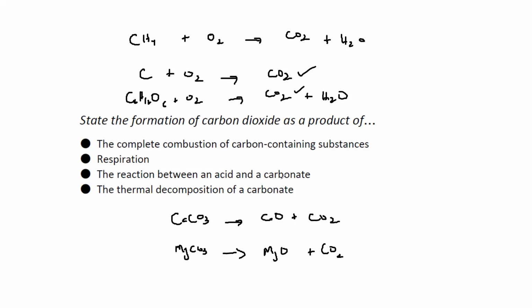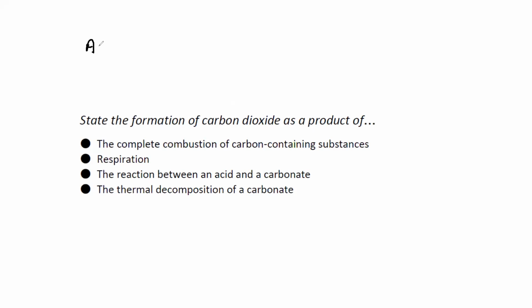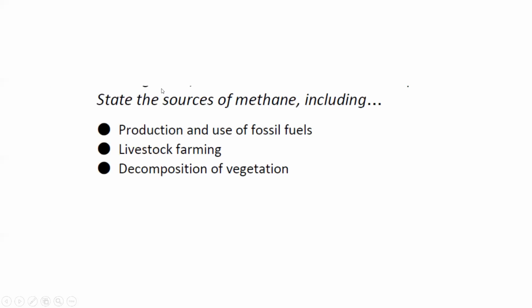And a reaction between acid and carbonate. As we know, when an acid reacts with a metal carbonate, as a result, what does it give? It will give a salt, water, and carbon dioxide. So these are some sources of carbon dioxide, how carbon dioxide gas is released. Then the sources of methane. Methane means CH4. It's also a hydrocarbon which contains one carbon and four hydrogens. We call that methane.